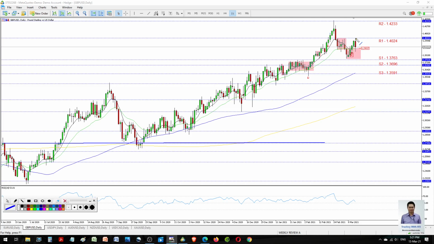Likely this one, the price will come and retest 1.4024. If we're able to break 1.4024, we'll be looking at this one, 1.4233. So the price will stop around this level. The price doesn't stop exactly at the level that I highlighted, because this one is an area. I marked this as an area, it's not the exact line. So nobody can know exactly where the price will stop.